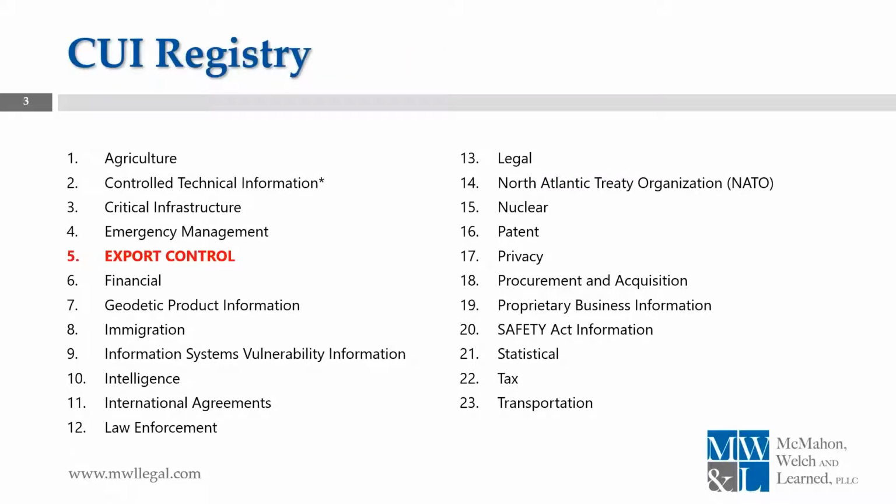So this is the 23 different items that are covered under the CUI Registry. We're going to be concentrating today primarily on export control. And in export control, it should be noted that there's actually kind of two aspects of it. One aspect when we talk about CUI is the stuff that is specific to export control and the export control process. And the other piece of it is that export control is one of the ways that they do actually control controlled unclassified information, or CUI.